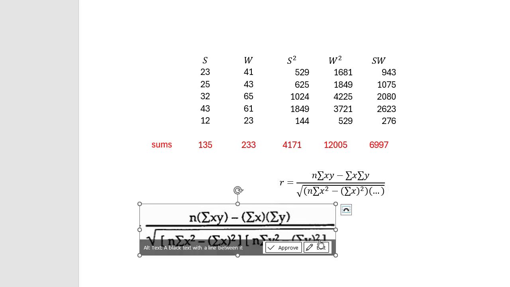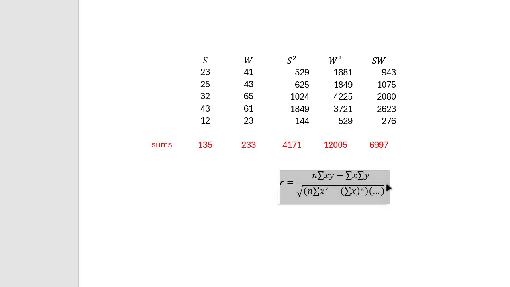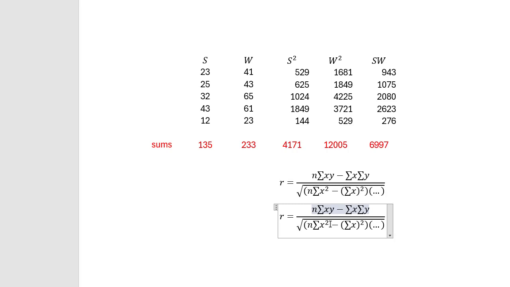So when that's done, we can now copy it and replace it. Now my N is only 5. My sum of XY is clearly this 6997. So I'll simply replace that. To get times, I put this symbol yet again, times 6997. Etc. So that's sum of the x's 135 times 233, etc.